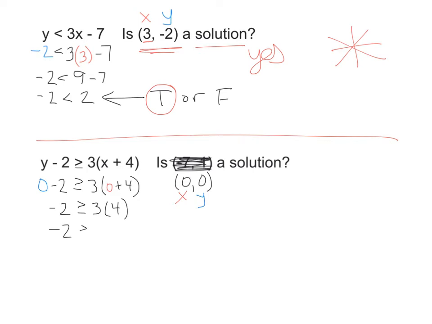Negative 2 is greater than or equal to 12. Is this true or false? Well, negative 2 is not greater than 12, and negative 2 is not equal to 12. So this is false. Since it's false, the answer is no, it is not a solution.